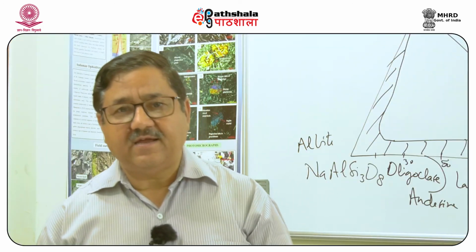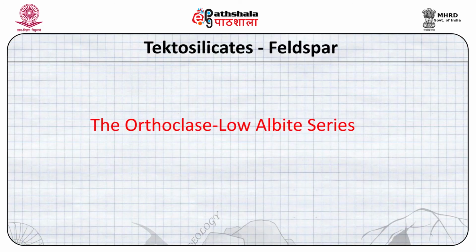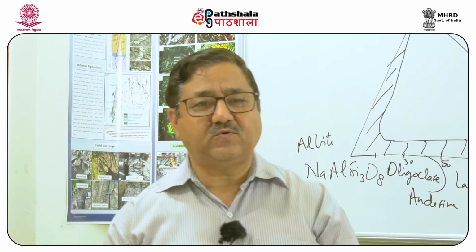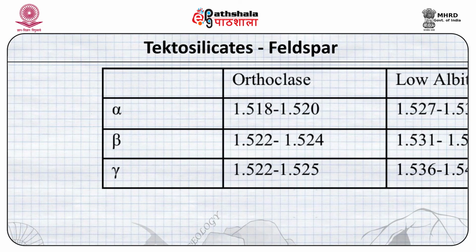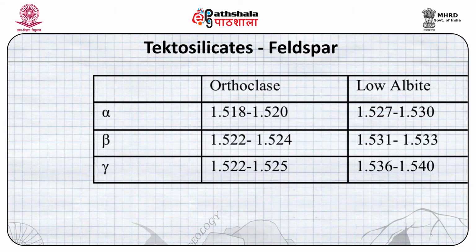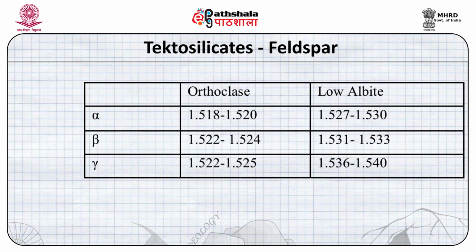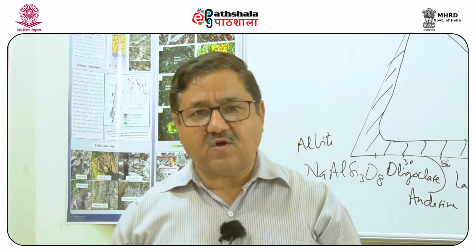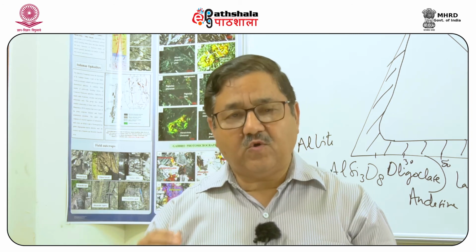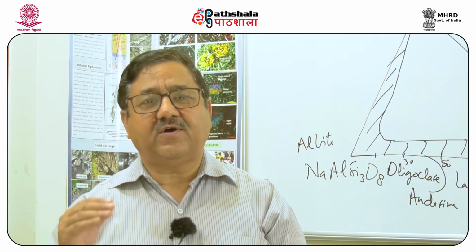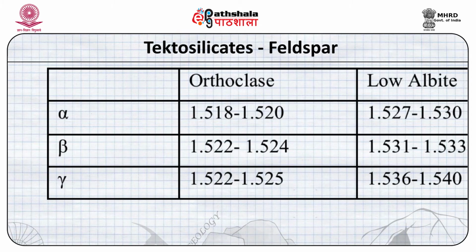The second series of the alkali feldspar is the orthoclase low albite series, and it is in consonance or similar to the high sanidine albite series. Now, in case of orthoclase low albite series, it is at slightly lower temperature, and the values of alpha, beta and gamma are lower than that present for the high sanidine high albite series.